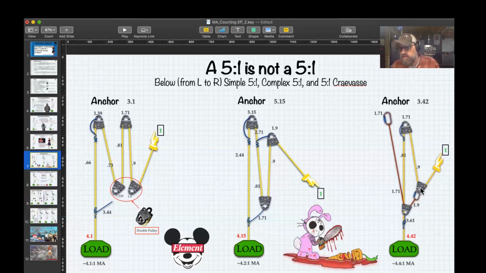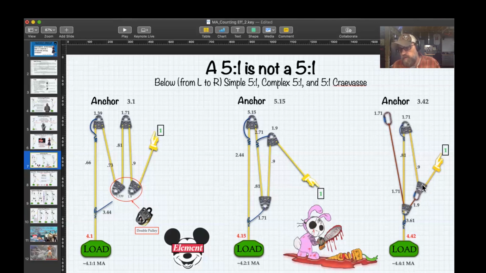So when we look at this, we count the tensions. We know it's a 5-to-1 crevasse. But when we look at the weight distribution coming through here, it has to be handled a little bit differently because we have two different systems in here. So the red is one system, the yellow is the second system. So as one comes in, 0.9 comes out of this pulley. That leaves us at 1.9 at the head of this pulley, which happens to be what's being pulled on by the system here.